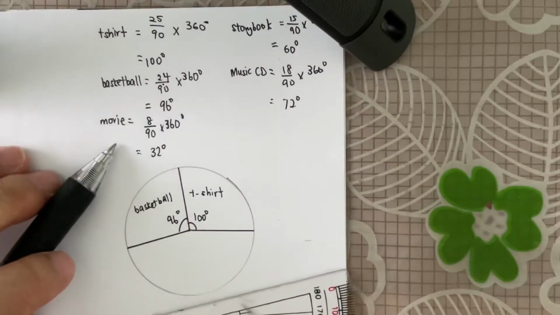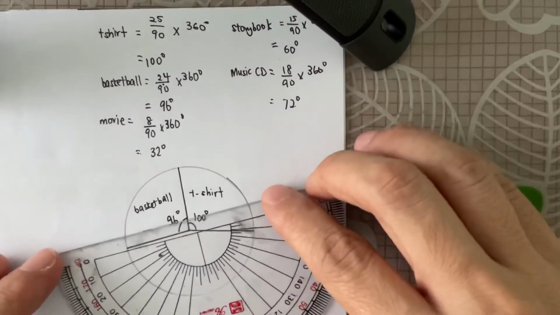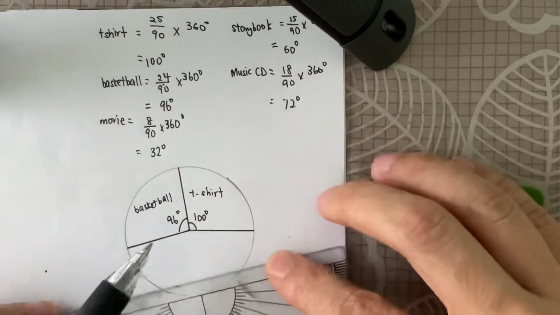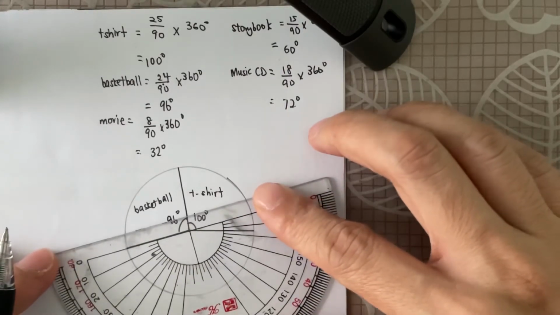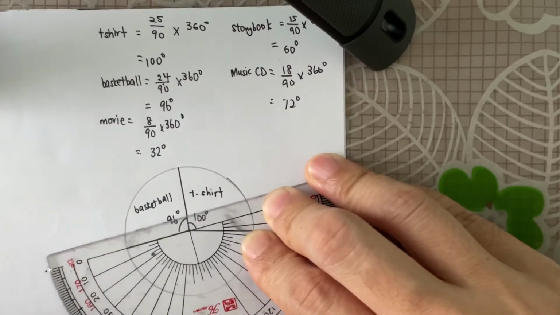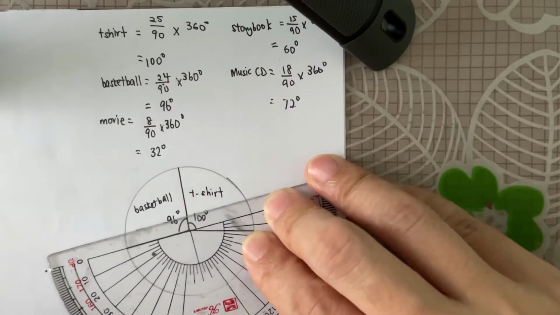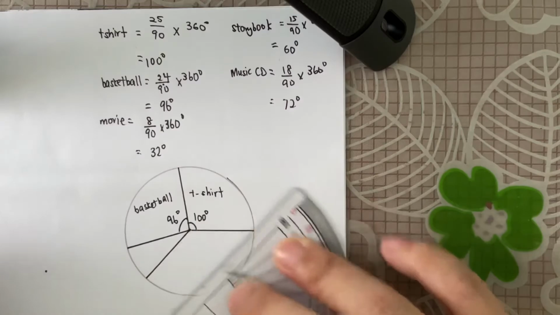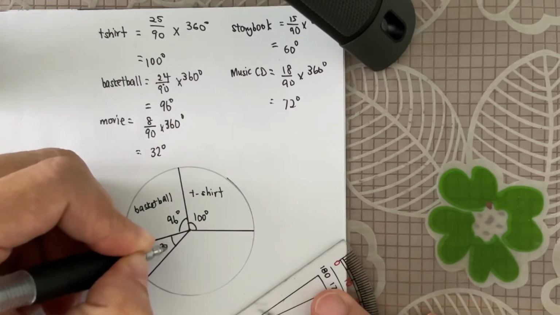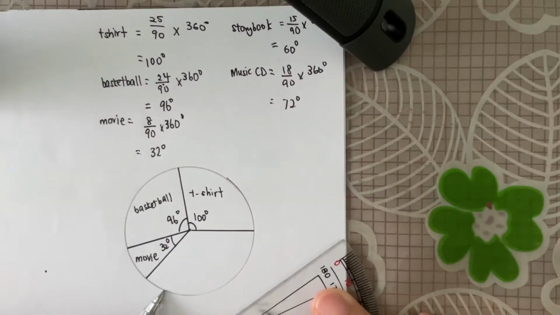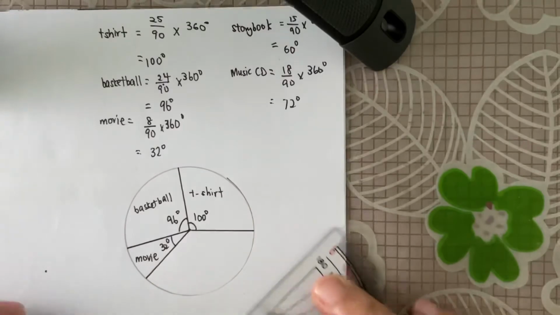Now next we move on to movie. So again we align our protractor. Center of the protractor aligned with the center of the circle. 32 degrees. So this is 32 degrees. And it's for movie. The fourth angle is 60 degrees for storybook.